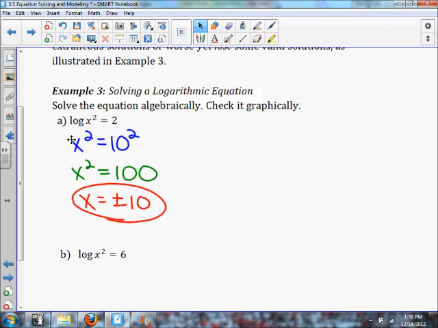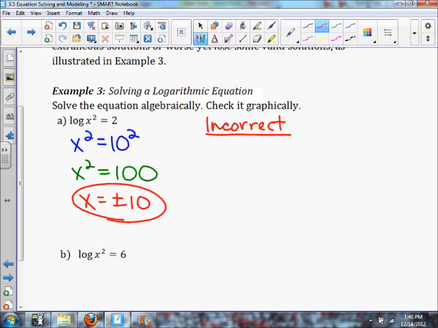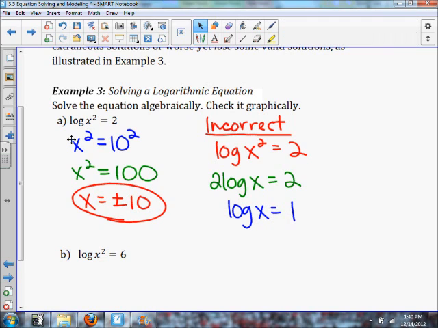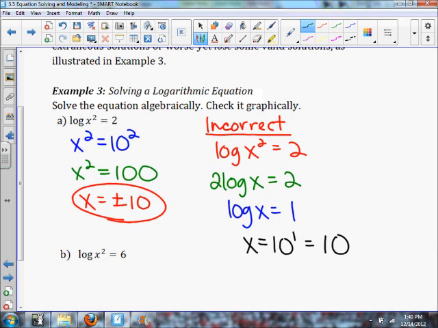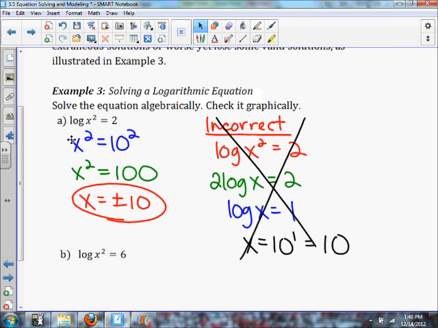Now, the way that we don't want to do it is the incorrect method. Switching from log of x squared is equal to 2, switching that to 2 log of x is equal to 2, dividing by 2, so log of x then will equal 1. That means x will equal 10 to the first, or simply 10. We don't want this method because it does not have the negative 10 as an answer.